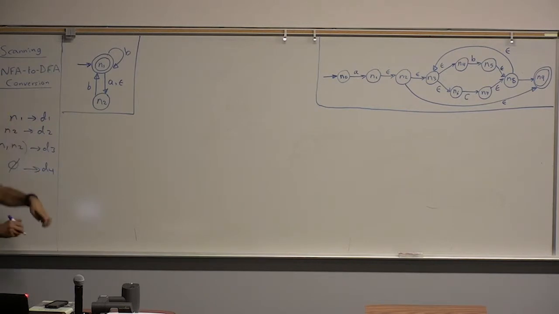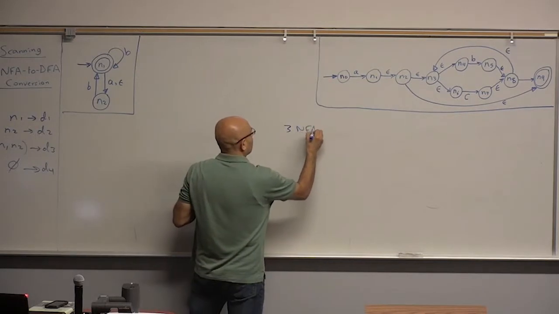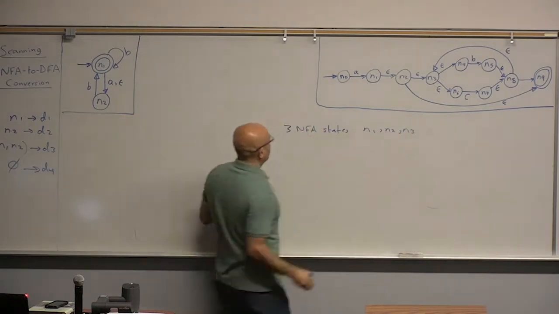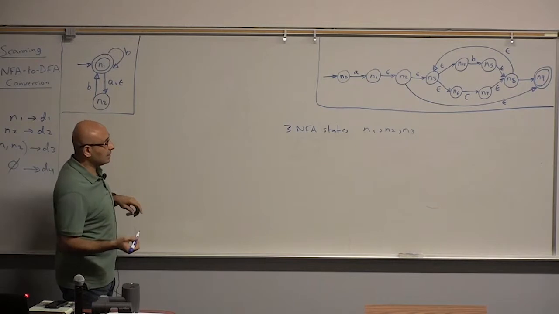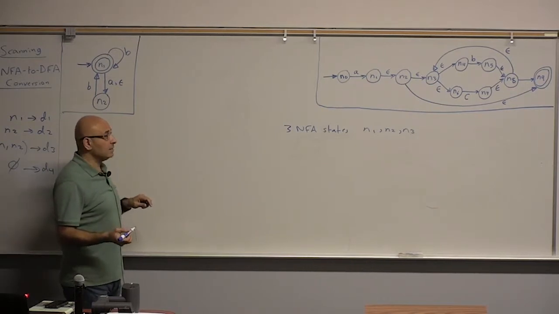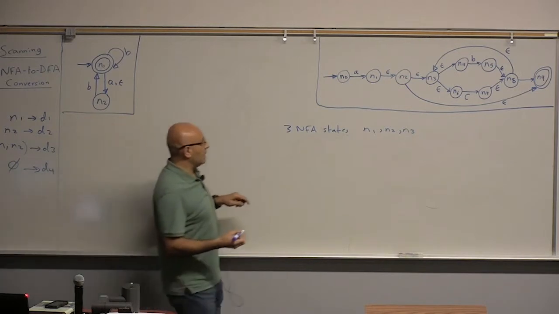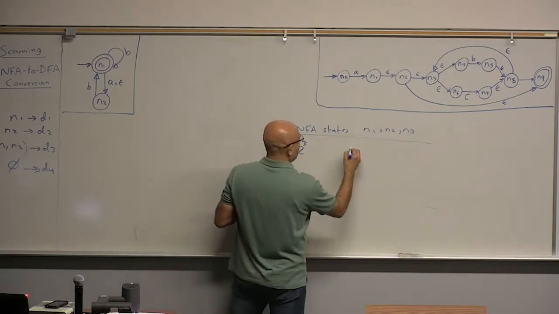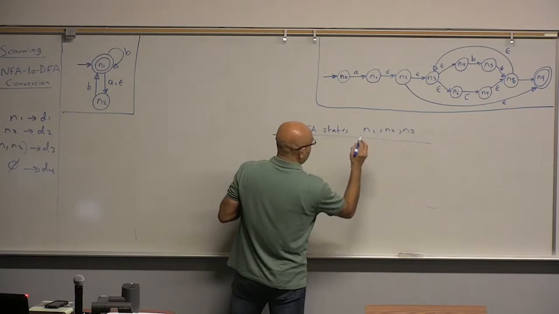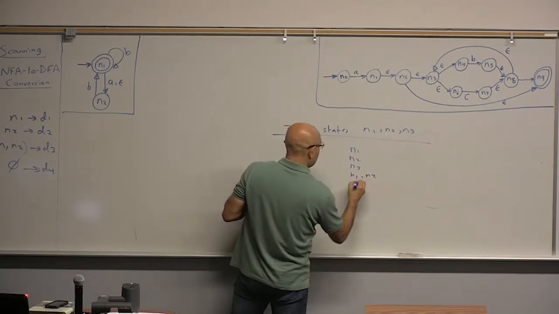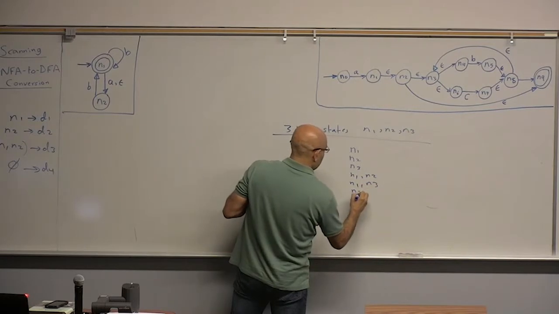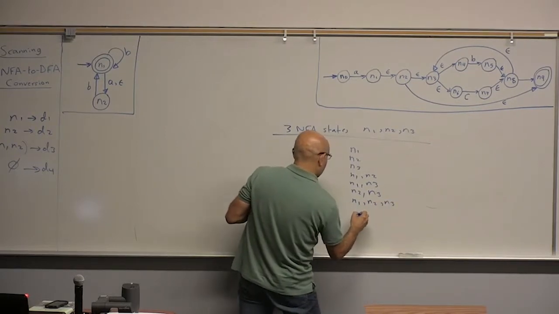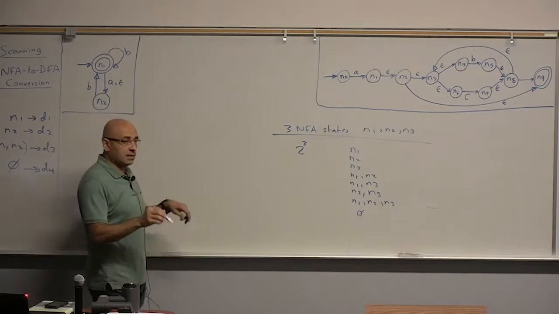So with 2 states in the NFA, we can have up to 4 states in the corresponding DFA. Now, what if we have 3 NFA states: N1, N2, and N3? How many DFA states can we possibly have? 8, which is 2 power 3. These are N1 by itself, N2 by itself, N3 by itself, N1 and N2, N1 and N3, N2 and N3, all of them N1, N2, N3, and then nothing. So these are all the possible states.